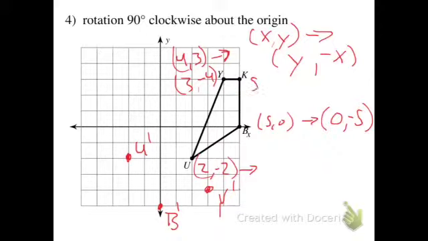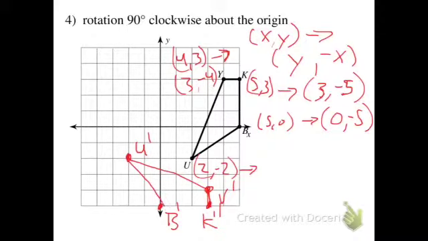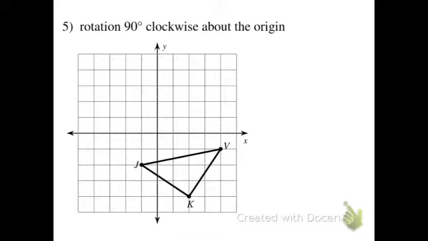K is currently at (5, 3). Switch the order, make the x the negative of what it used to be. So we get (3, negative 5). There's my K prime, and I got my lovely shape all drawn in the 90 degree clockwise rotation.